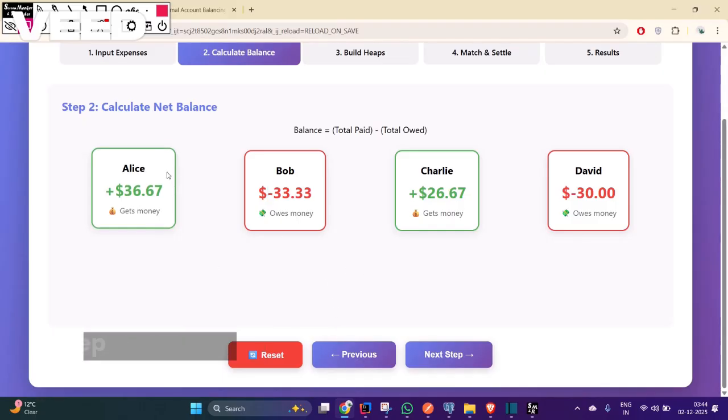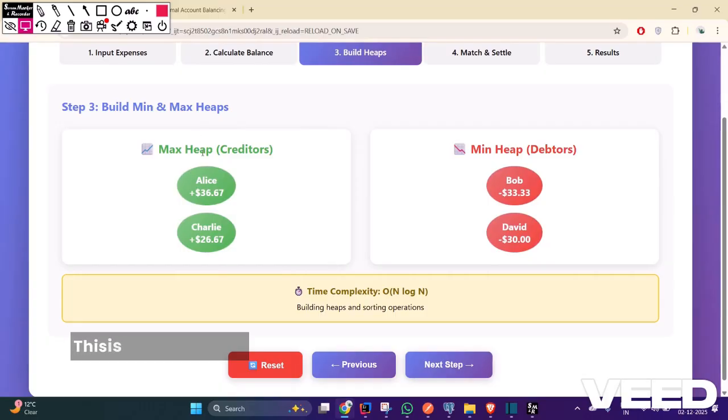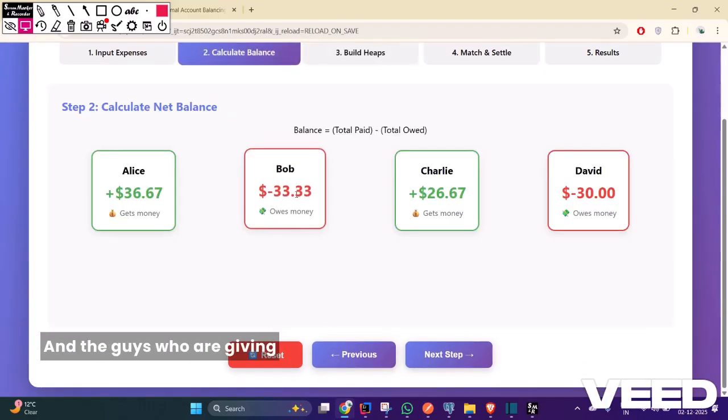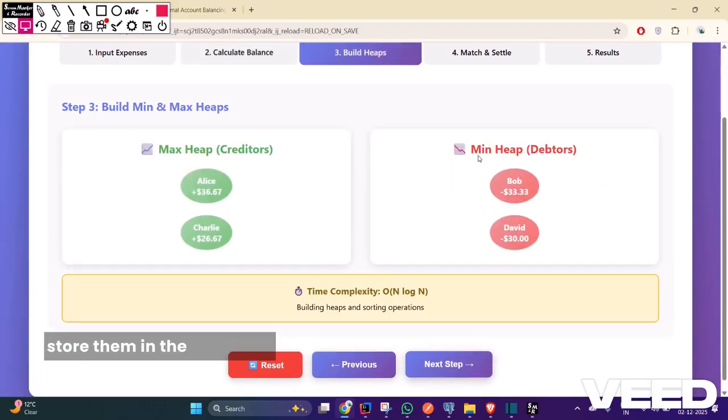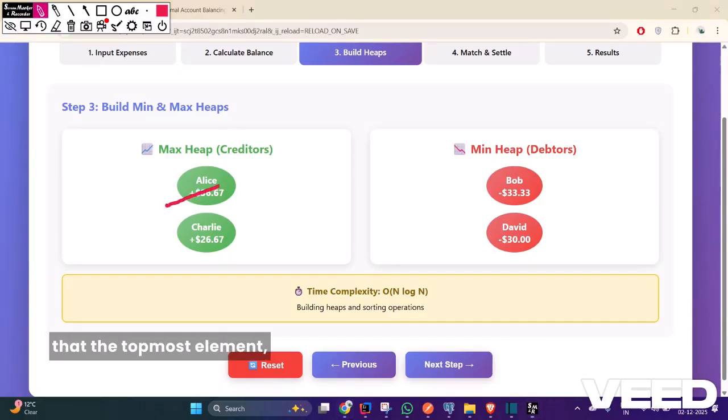Then in the next step, we'll store all the creditors, the guys that are demanding money, in a max heap. This is the max heap, and the guys who are giving money, the debtors, we'll store them in a min heap. Right, now the next step is I will just pop the topmost element, the guy with the maximum balance. We will settle them first. So Bob has $33 to give. So he gives all his money to Alice, and Bob then goes out of the picture.